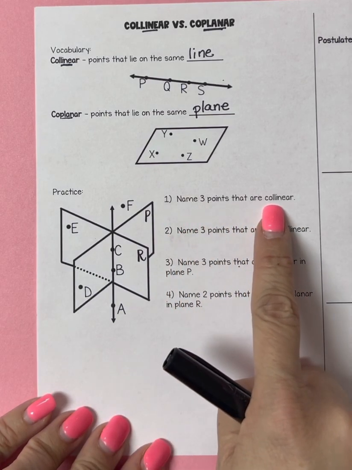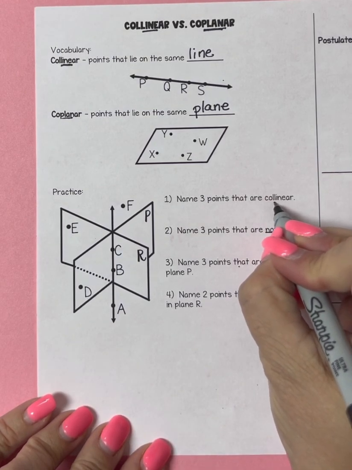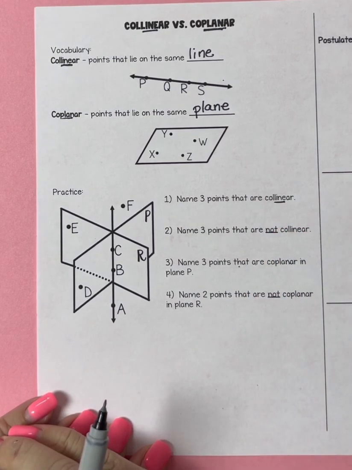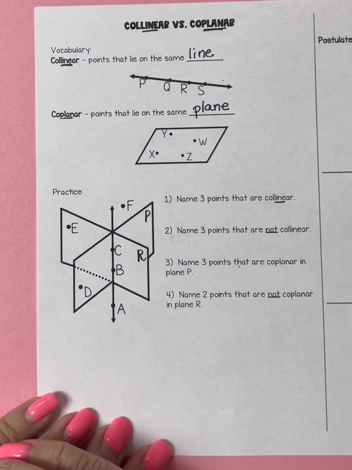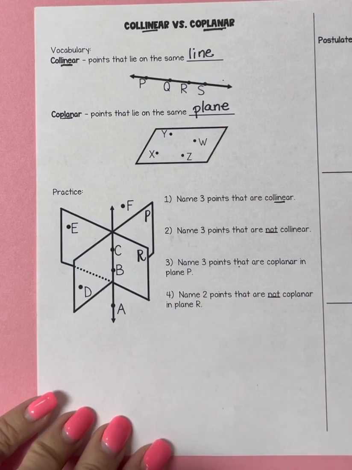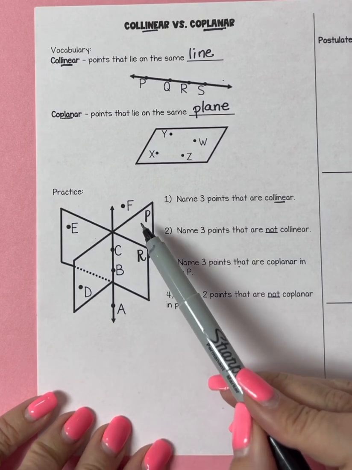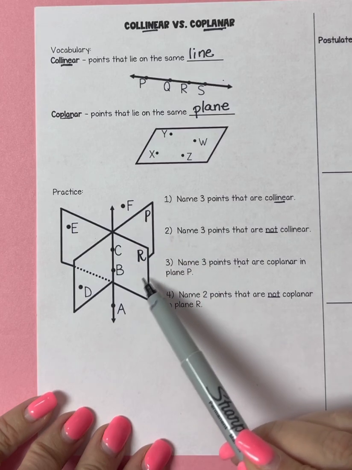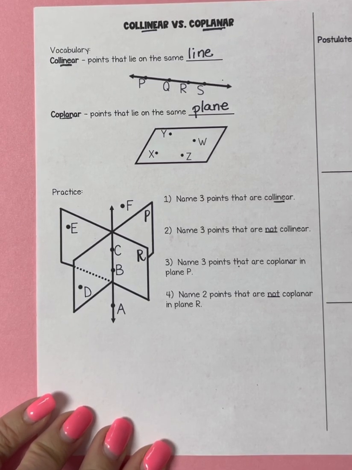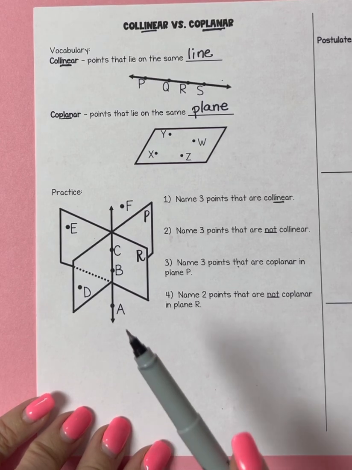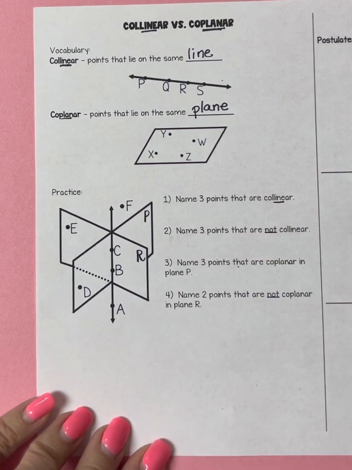Name 3 points that are collinear, so that's going to be 3 points that lie on the same line. Some of them might have more than one correct answer. The second one is name 3 points that are not collinear, so they're not in a straight line. The third one is name 3 points that are coplanar on plane P. That's this plane right here. And 4 is name 2 points that are not coplanar in plane R. So that means they are not on the same plane in plane R, which is right there.